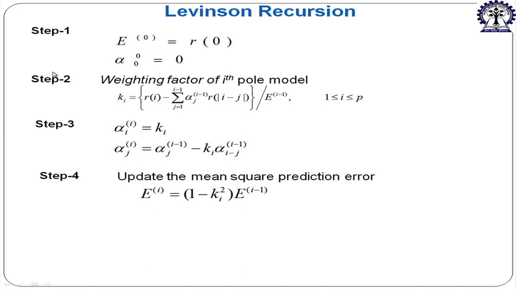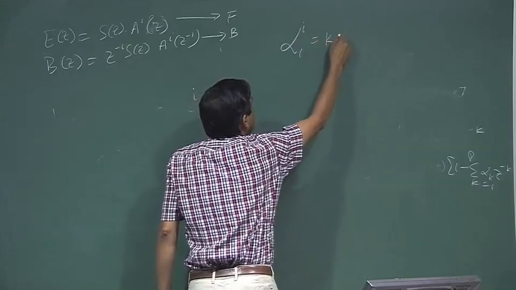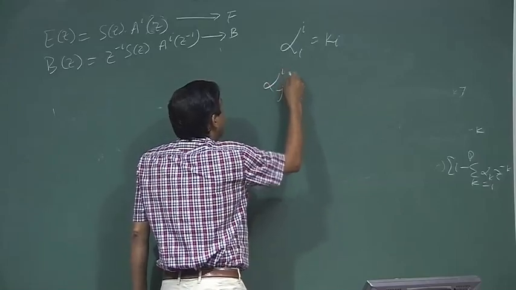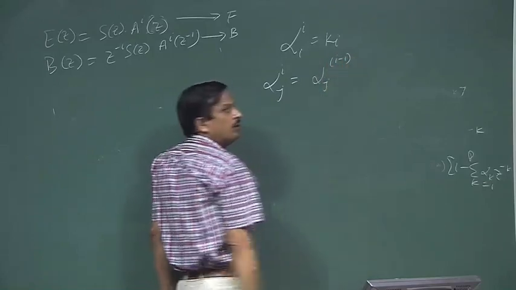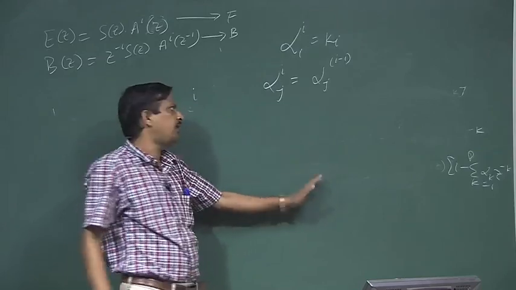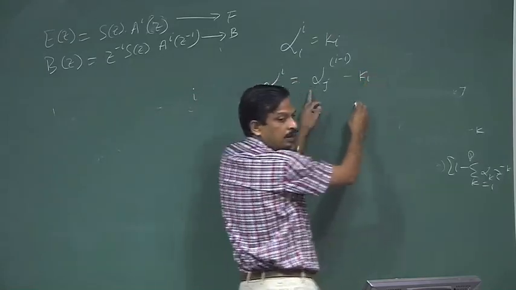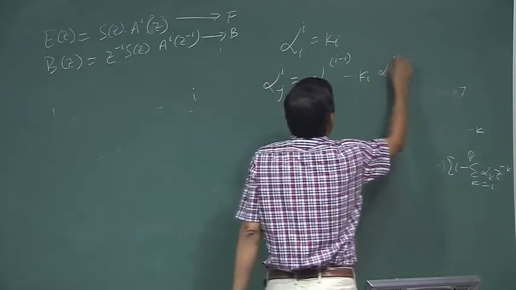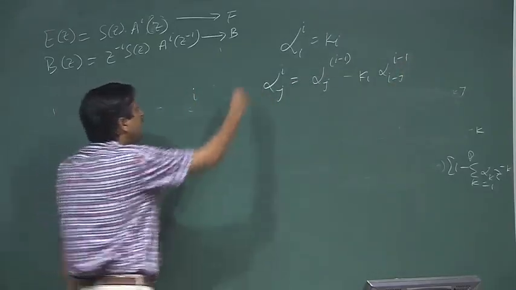So I can say that Levinson recursion takes this one, alpha i i is equal to K_i. Okay. Similarly, alpha j i is equal to alpha j of i minus 1. Levinson recursion says that the current step can be estimated from the previous iteration. So it is the previous iteration alpha value minus K_i into alpha of i minus j for i minus 1. Okay. So this is the Levinson recursion.